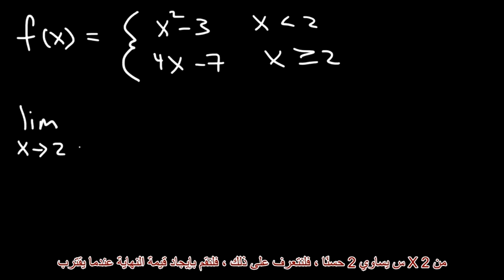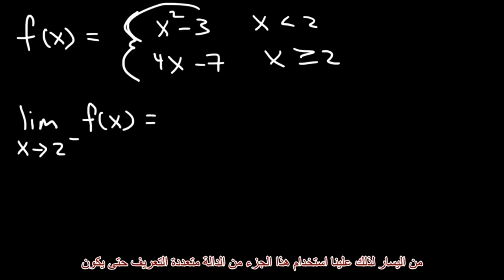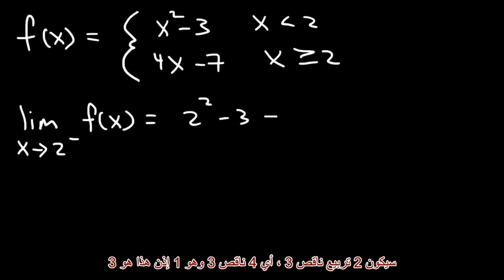So let's evaluate the limit as x approaches 2 from the left. So we need to use this part of the piecewise function. So it's going to be 2 squared minus 3. So that's 4 minus 3, which is 1.